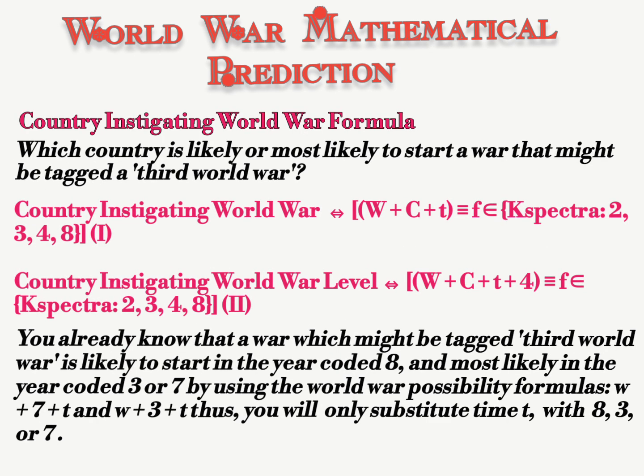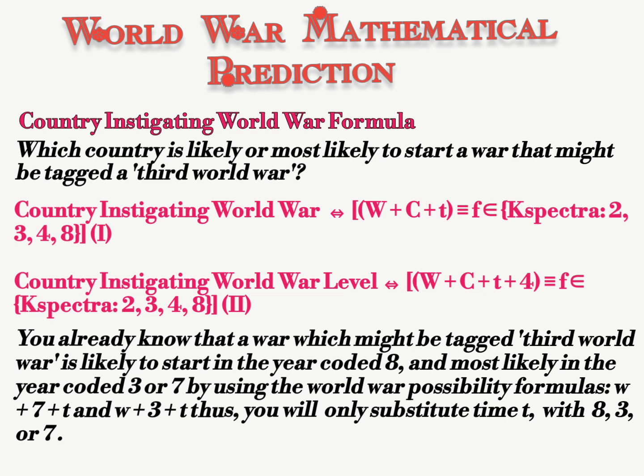Country instigating World War formula. Which country is likely or most likely to start a war that might be tagged a Third World War? Country instigating World War if and only if W plus C plus T is defined as F element of K spectra 2, 3, 4, 8, I. Country instigating World War level if and only if W plus C plus T plus 4 is defined as F element of K spectra 2, 3, 4, 8, 2.